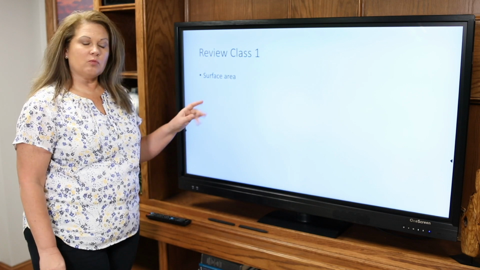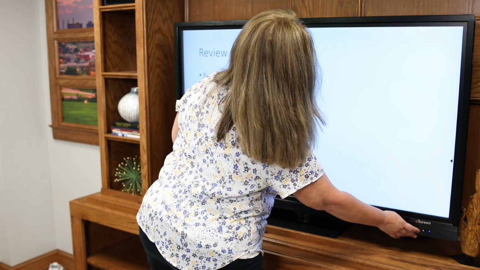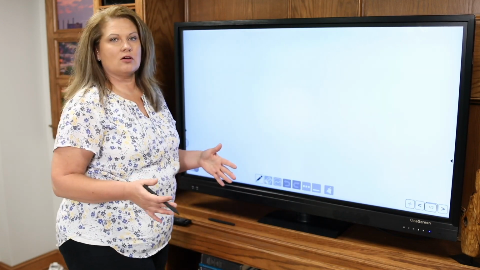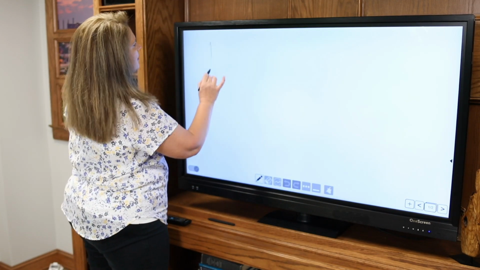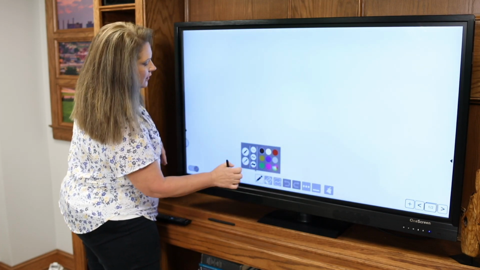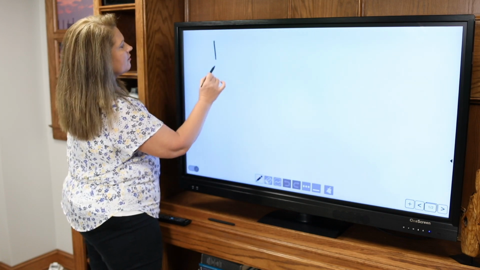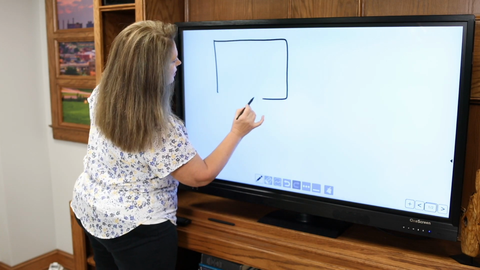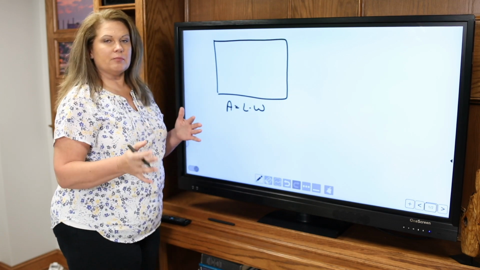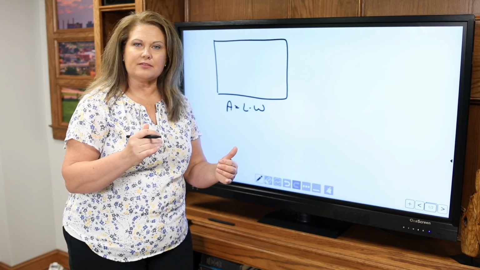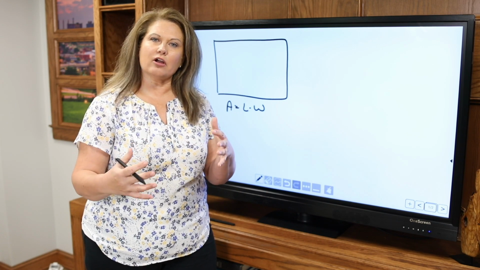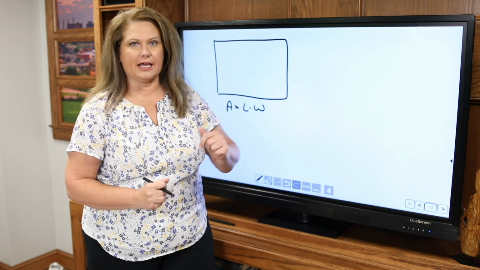Surface area. Remember when we talked about surface area, we talked about two geometric shapes. We talked about the rectangle and the square. And the algorithm for the rectangle is going to be length times width. And remember, commutative property says length and width does not always have to be the longest or shortest side. It depends on how your object is switched or turned or rotated.